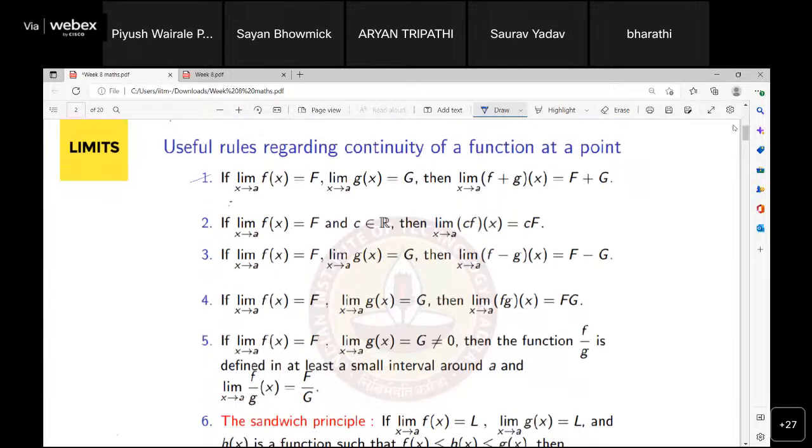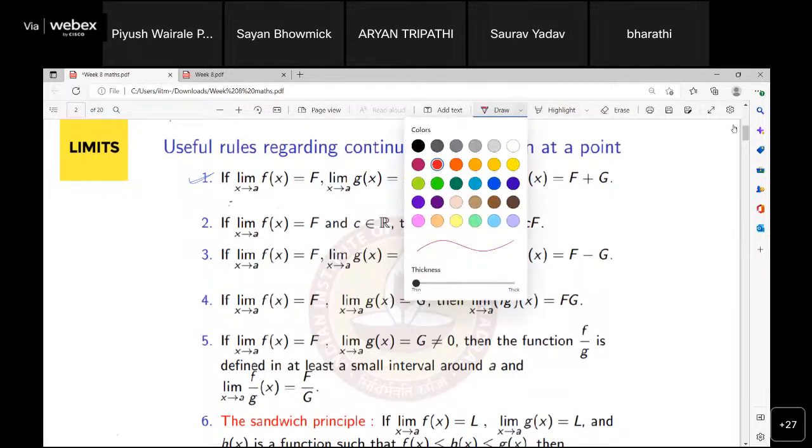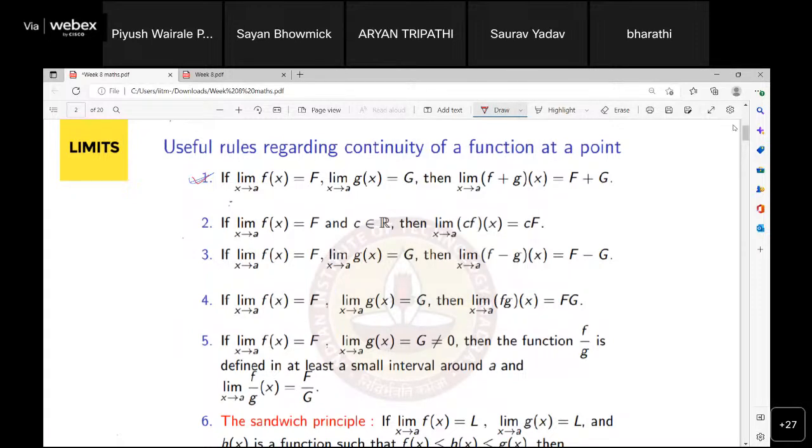The first rule is, suppose the limit as x tends to a of f of x equals f, and the limit as x tends to a of g of x equals g, then we can say the limit of f plus g equals f plus g. The same thing applies for subtraction also. Here you can see the limit as x tends to a of f minus g of x, so we can say f minus g.